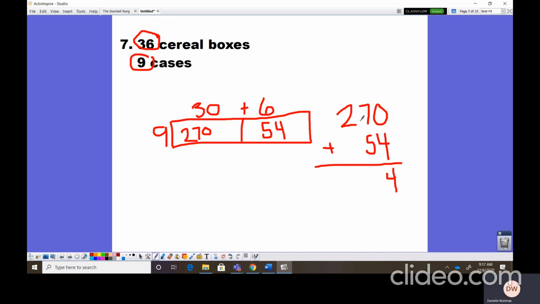0 plus 4 is 4. 7 plus 5 is 12. Put your 2. Carry your 1. 2 plus 1 is 3. So what answer choice does it match up to? How many boxes are there? Good. C. 324 boxes.